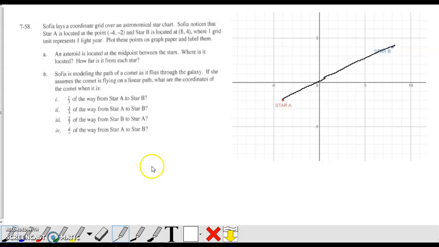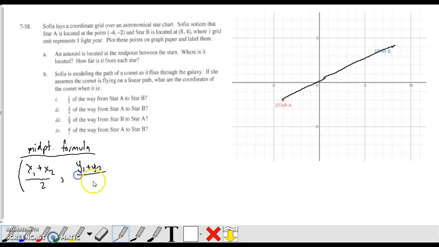Okay, so let's look at our first question, part A. It says an asteroid is located at the midpoint, right? Where is it located? So again, we want to know what the middle point is. Luckily for us, we do have a midpoint formula. So our midpoint formula tells us that we are going to add the first two values of the x coordinate, and we'll divide it by 2, and then we'll add our two y value coordinates together and divide it by 2.